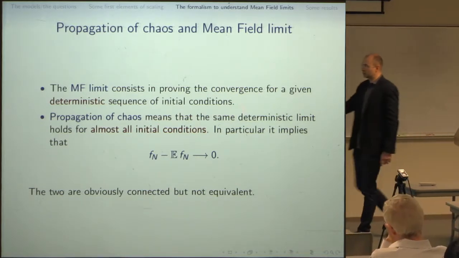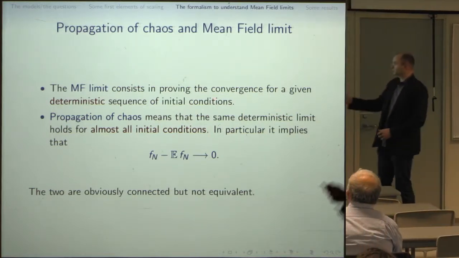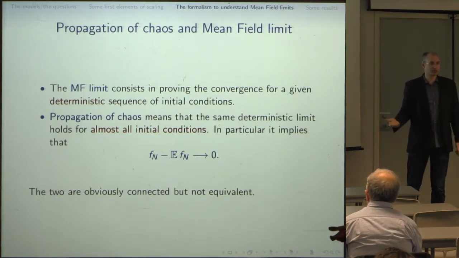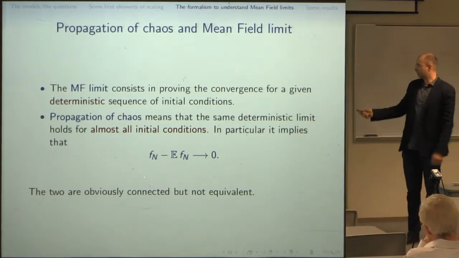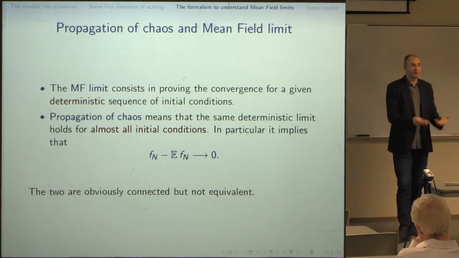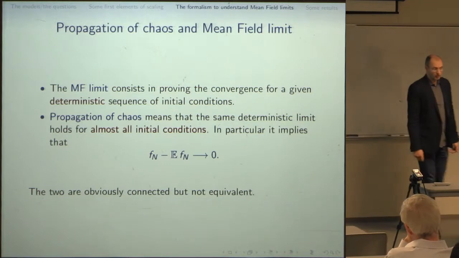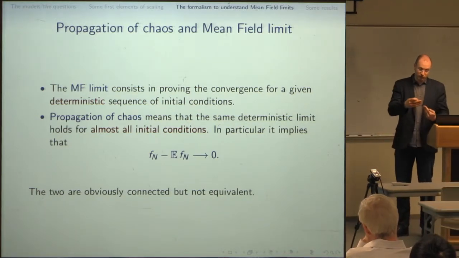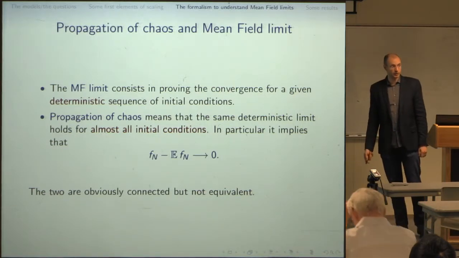The connection between the two is a little bit obvious, right? So if I have mean field limit for every initial condition, then I have propagation of chaos. And if I have propagation of chaos, then I should have the mean field limit for almost all initial conditions. But in general, sometimes you can prove one and not the other, because they are not identical.